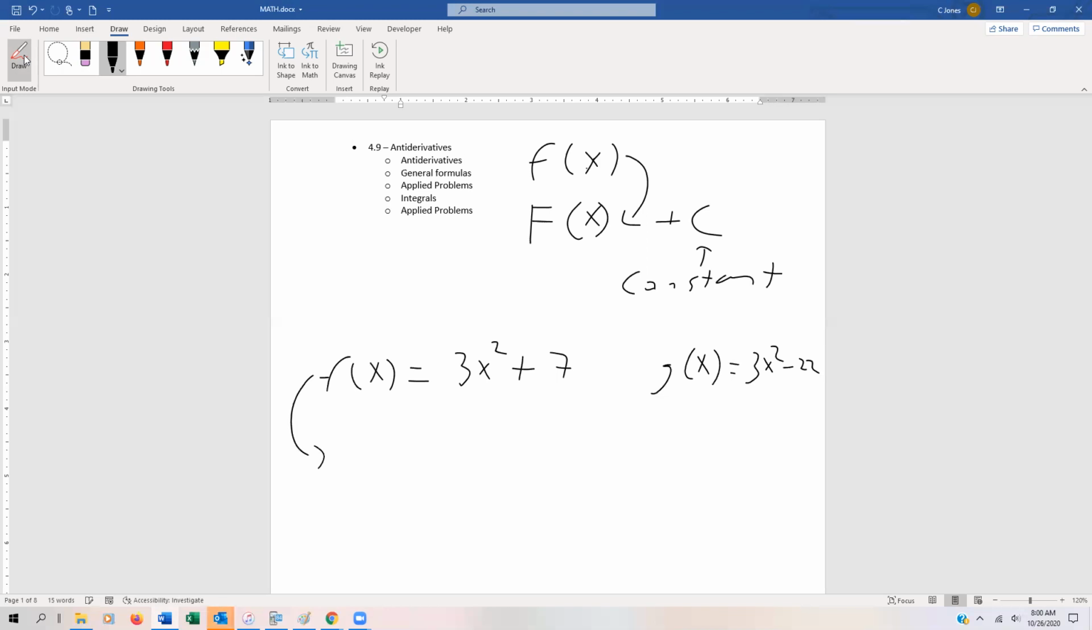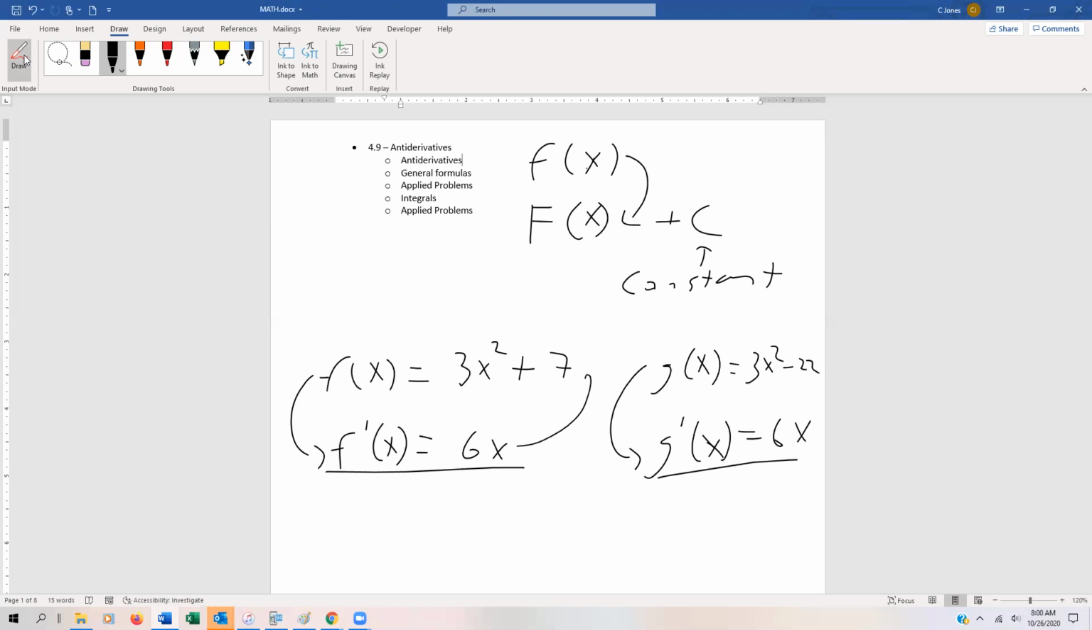Now let's say we take the derivative of that, f prime of x. Well, we know the derivative is just going to be 6x. And if we take the derivative of g, g prime, well, that's also going to be 6x. But notice that if I wanted to go backwards to here, the antiderivative of both of those is different. Notice that for one we have a negative 22, and for the other one we have the 7.